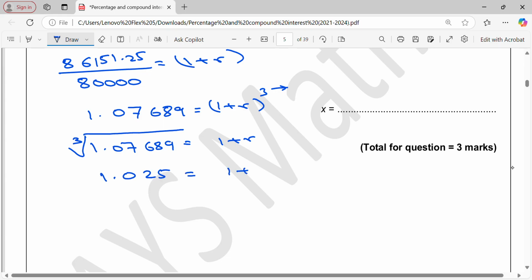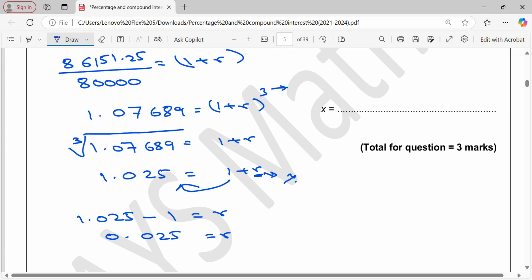1.025 is 1 plus R. R is the rate, and it is written in percentage. Remember that. I want to find out R, which is basically X. You can change it to X, or if you want to keep it as R, it doesn't matter. So 1.025 minus 1 equals R, and that is 0.025.